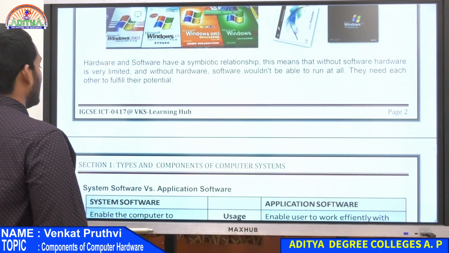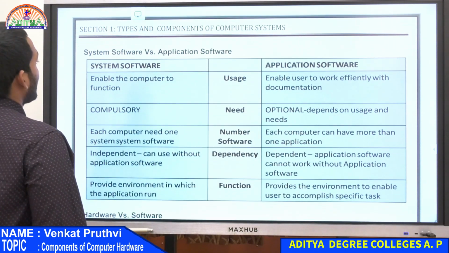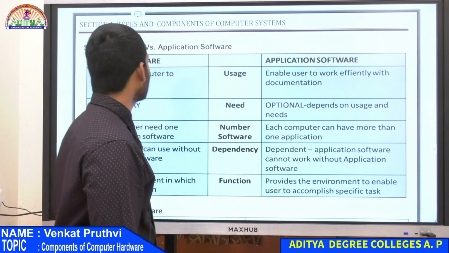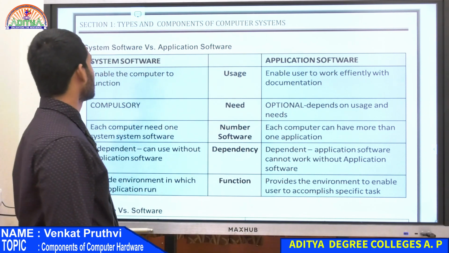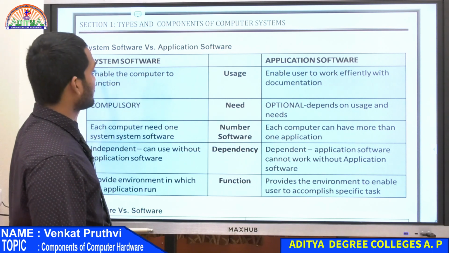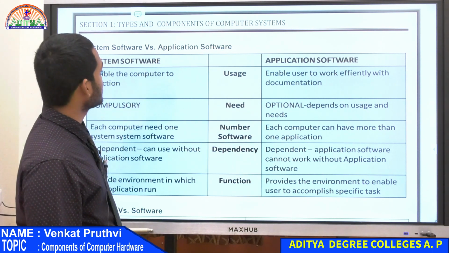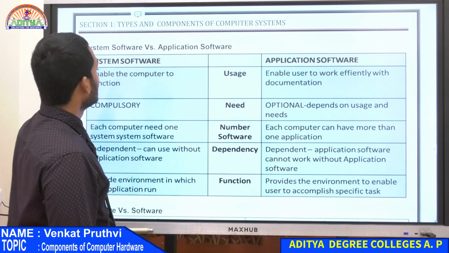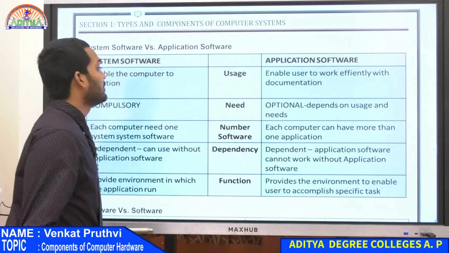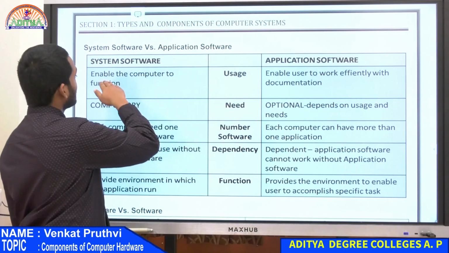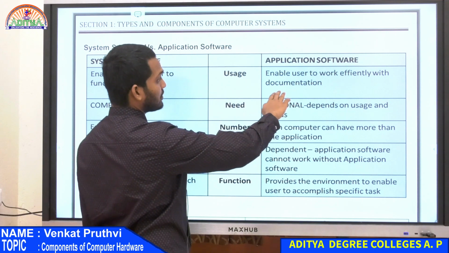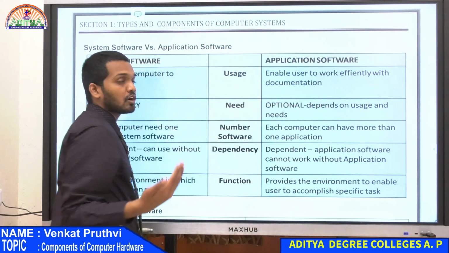Okay. And then what are the types and components of computer systems? Let's try to understand what are the different types and components that are there in the computer system. So we'll be having a difference between system software and application software. First of all, the system software is on this side and the application software is on that side. When you consider the usage, the system software enables the computer to function, whereas the application software enables the user to work efficiently with documentation.